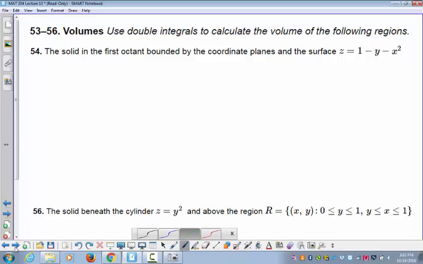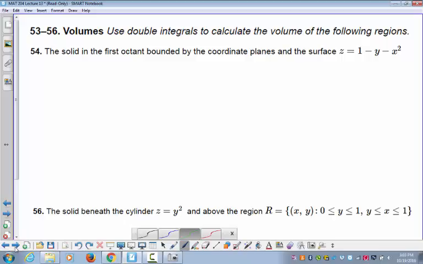All right, so use a double integral to calculate the volume of the following region. So let's see if we can draw this. Solid in the first octant bounded by the coordinate planes and that surface. Looking at our traces in the first octant: if we let x be 0, we see a line. If we let y be 0, we see a parabola opening down. If we let z be 0, we see a parabola. So we're going to have some parabolic wedge thing.